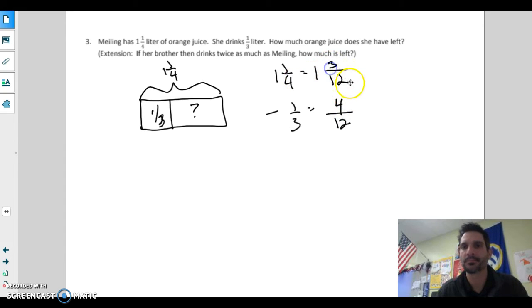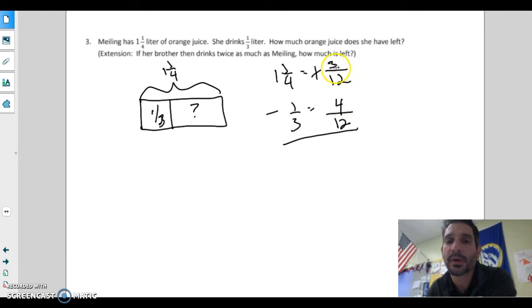Right? So I can't subtract 3 minus 4, or 4 from 3. So I got to borrow 1 from the, okay, I'm going to slow this down. So I can't do 4 from 3. So I got to take 1 away from the 1 and make it a 0. Now what fraction did I just borrow? I borrowed a whole, which in this case was 12 over 12. Right? 12/12 plus 3/12 is 15/12. And that is equal to 11/12. So how much does she have left? 11/12 of a liter.